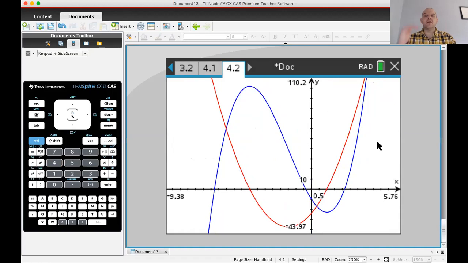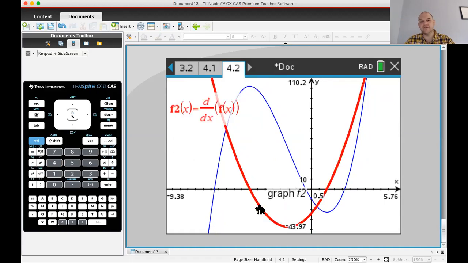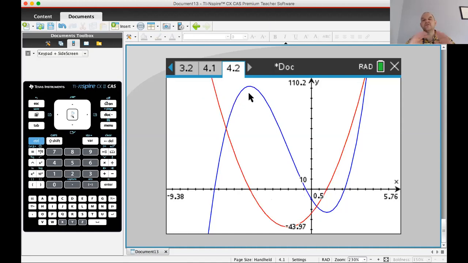Okay, so the blue one is the function, the red one is the derivative. So the function will be increasing when the derivative, the red graph, is positive. And you can see that it definitely is. The function is decreasing when the red graph is negative. So the blue graph is decreasing everywhere the red graph is negative, which it definitely is. These are the connections that you need to be making. So if you can make those, you're in a good place.